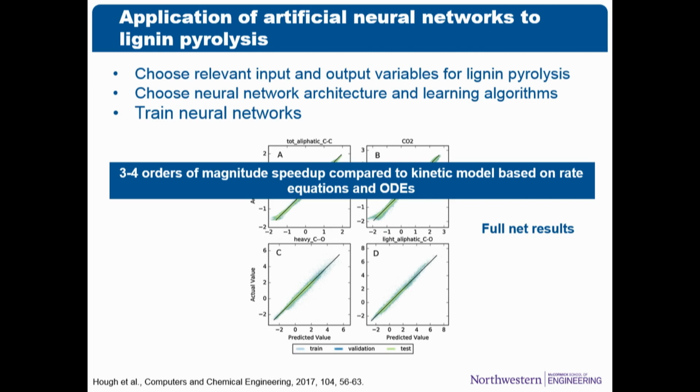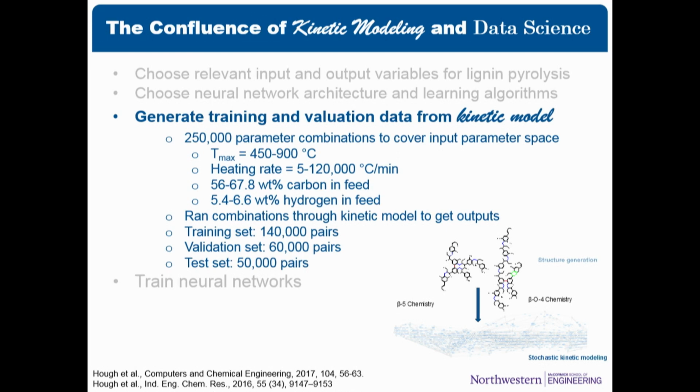But there was one step in the process here that I didn't really admit to you up front, which is how did they get the data to train the neural net? It was from a kinetic model. So they actually ran the kinetic model many, many times with 250,000 combinations to cover this input parameter space. And so then it was really this need for a large amount of data to have any chance of training the machine learning method that kept the kinetic model intact.